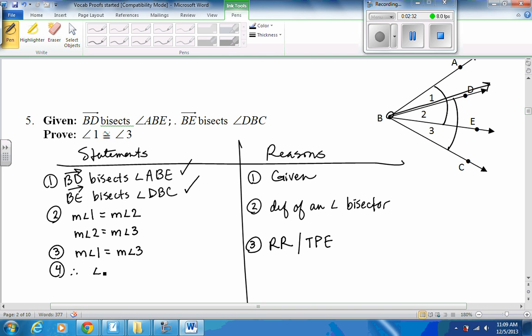Just a matter of saying or stating them congruent. Because if you know the measures are equal, well, all the measures of something have to be equal to state them congruent. But with angles, there's only one measure. So we showed the one measure. By definition of what it means to be congruent, we can say angle 1 is congruent to angle 3.